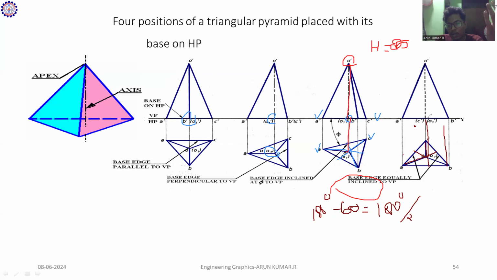Then you also have to consider the height of the given solid. Let's assume the height is 60. I construct it and mark it as O dash. Then you draw the lines joining A dash and B dash, and you get A dash O dash and B dash O dash. Okay, so this is the final outcome of this condition, when the solid is placed equally inclined.